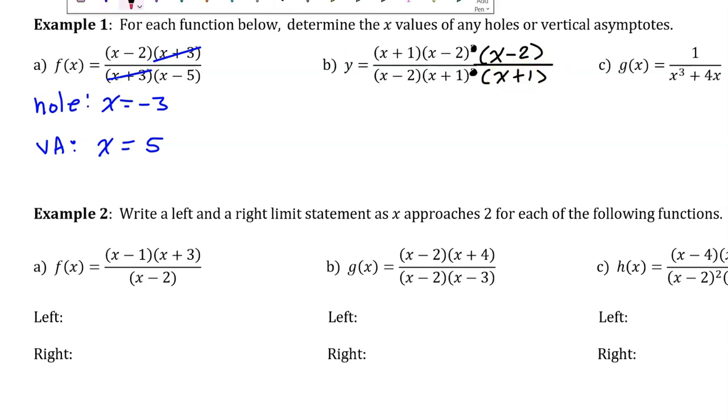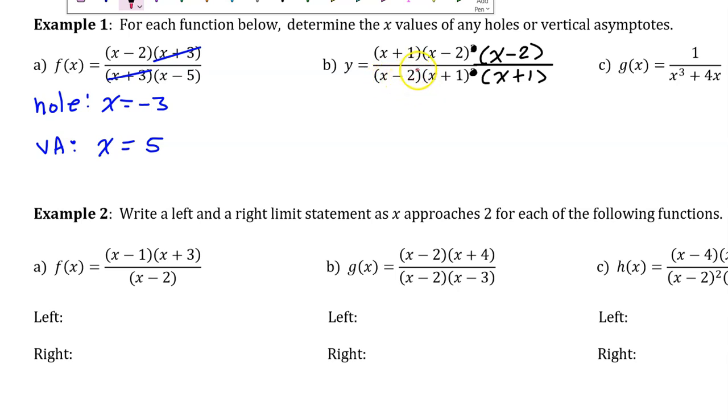We are hunting for vertical asymptotes and holes. We study the denominator. Any factor in the denominator will either give us a vertical asymptote or a hole. If it cancels out completely, it's a hole. If it doesn't, it's a vertical asymptote. So let's start with x minus 2.